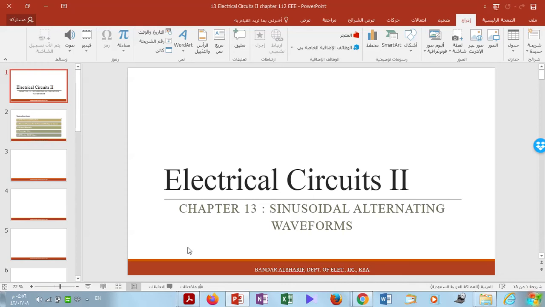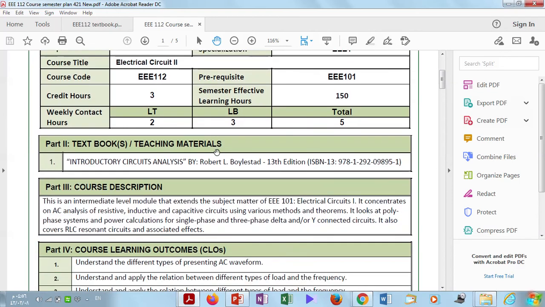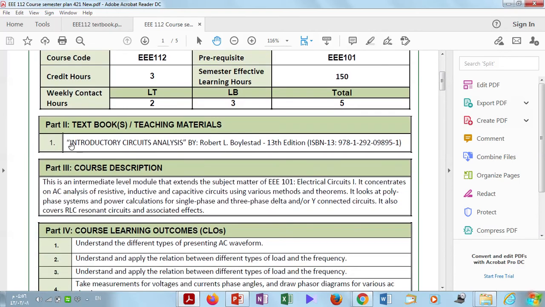Today we'll start the Electrical Circuit 2 course. In Electrical Circuit 2 we have many topics related to AC circuits. We can show here the course semester plan for this course and what book we will use, which is Introductory Circuit Analysis, the same book we used in Circuit 1, 13th edition.